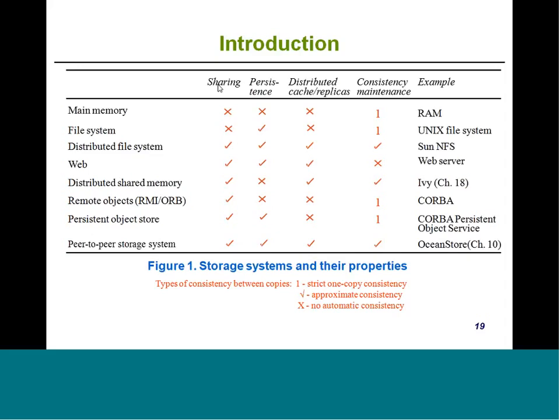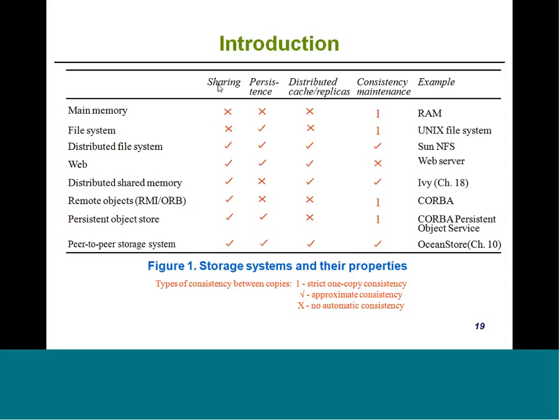And then there is distributed shared memory, where again the concept is sharing. It allows you to share, but it does not provide persistence. It allows the distributed cache and replicas, and it also allows consistency. Then there is something called remote objects, or RMI or ORB. The example could be CORBA that we talked about earlier. This provides only sharing, no persistence, no distributed cache, and just one copy consistency.